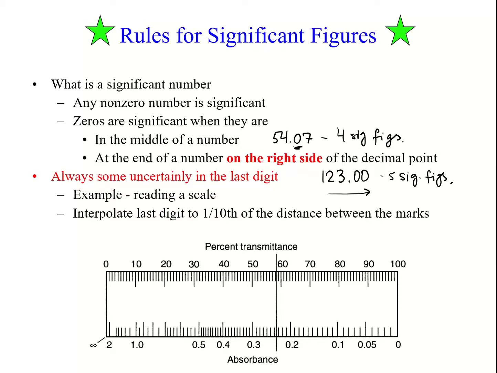If we take a look at the picture and try to read the percent transmittance, we can see the marks here and the numbers corresponding to the marks on the scale. These are going to be our certain digits, but then the last digit is going to be my guesstimate, a digit that I need to read between the marks here. So I would interpolate the last digit to 1/10 of the distance between the marks.